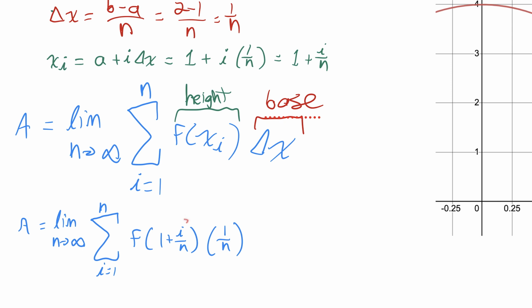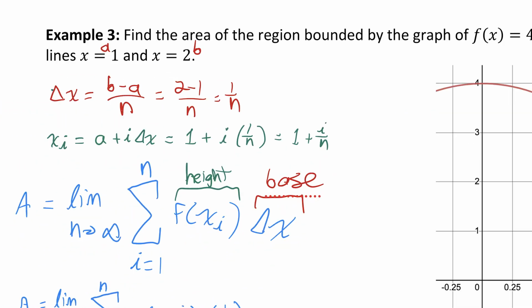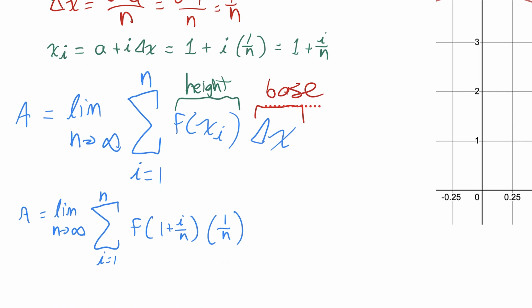And now I can replace f at 1 plus i over n with the value of the function at 1 plus i over n. And remember, what is the function we're working with? It's 4 minus x squared. So I'm just going to write that over here. Remember, f at x is 4 minus x squared. So let me now replace x with 1 plus i over n.